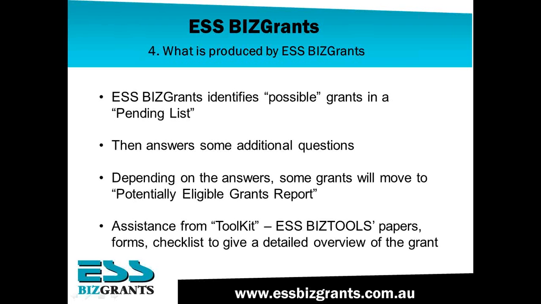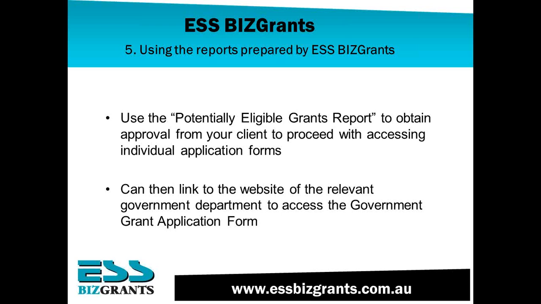The first report as such that you're going to see when we go into the system is a list of possible grants. If you are interested in one of those grants as being something that might be suitable for a particular client, you then need to answer some additional questions, and if you answer the questions correctly, it will then upgrade that grant into the potentially eligible grants report. And from the toolkit, as I mentioned earlier, you can get papers and additional forms to tell you a bit more about that particular grant.